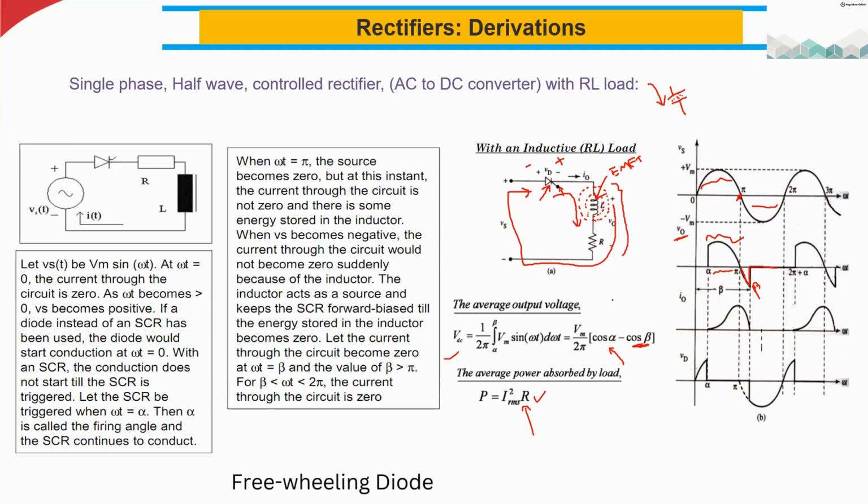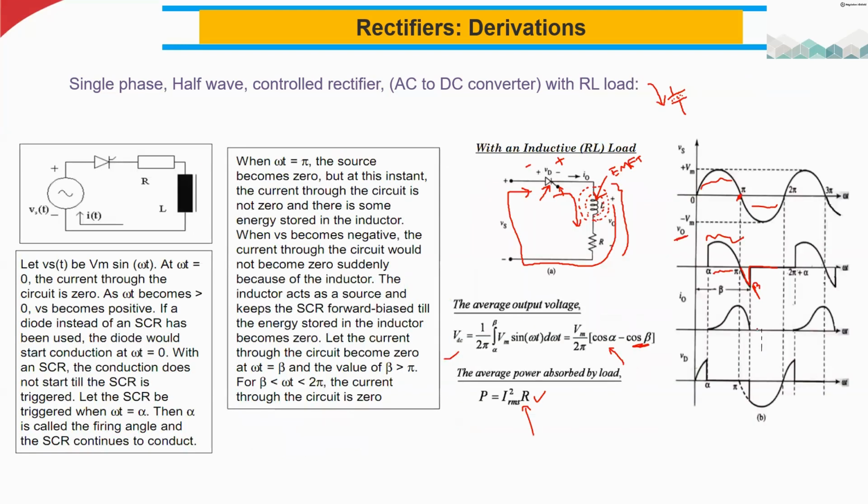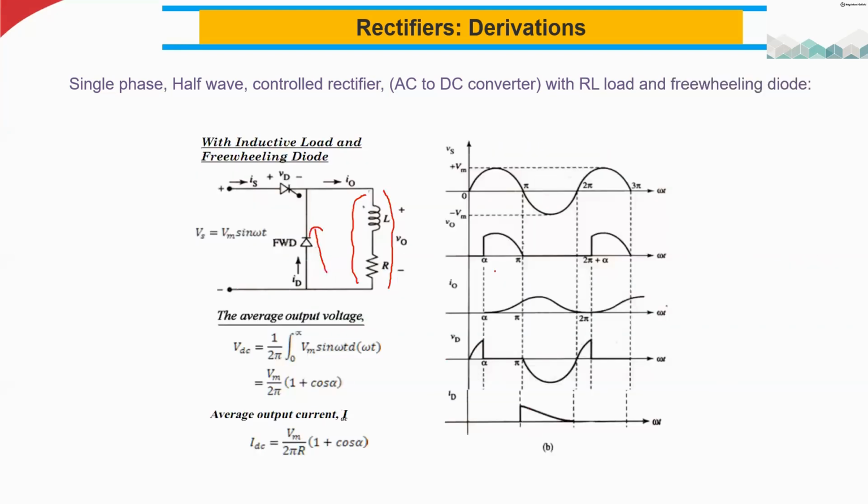How can we avoid that? We put a flywheeling diode in parallel with the load. For example, in my laptop, when I'm charging, maybe my load has an inductor together with a resistor. In that kind of situation I get the output like this, but I do not want this. So I put this flywheel diode in parallel with the load.